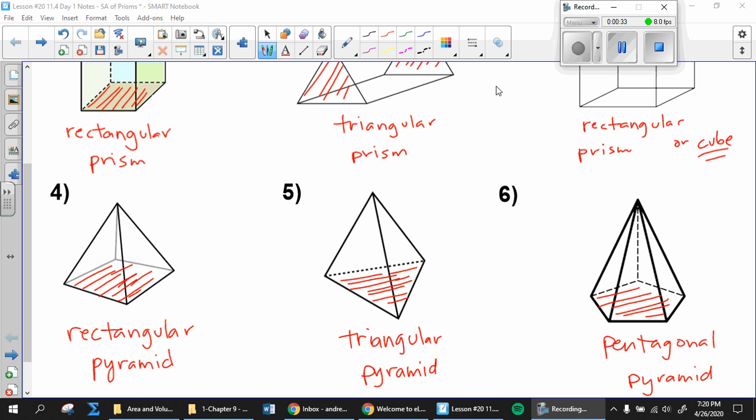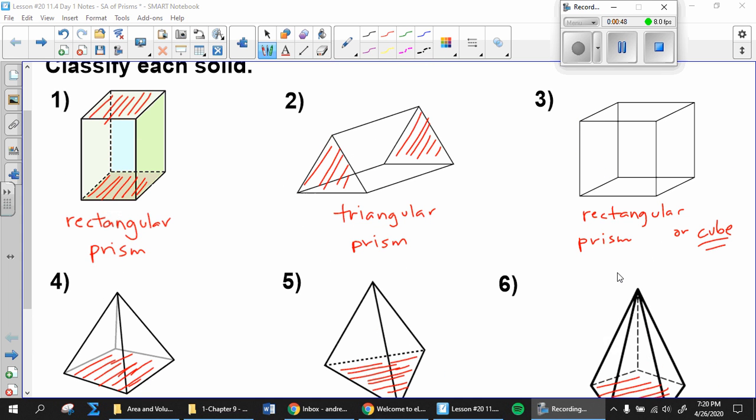All right, guys, here's the answers that you should have got. So go ahead and check those 6. Make sure that those are the answers that you got. Remember, if there's 2 bases, that makes it a prism. If there's 1 base and all the other faces are triangles, that's what makes it a pyramid.